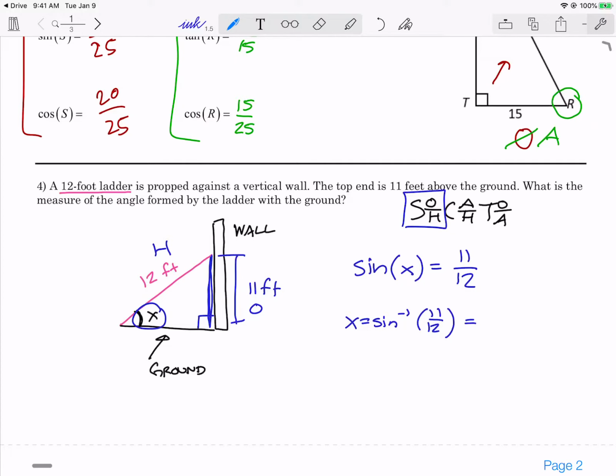What mode do I need to be in on my calculator? You should be in degrees. Hit the mode button. Make sure it's in degrees. You should get 66.44 degrees, because we just solved for the angle. There is the angle that the ladder forms with the ground as it leans against the wall.